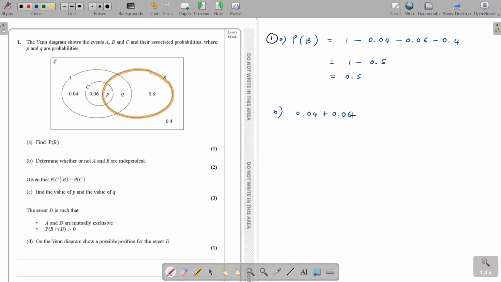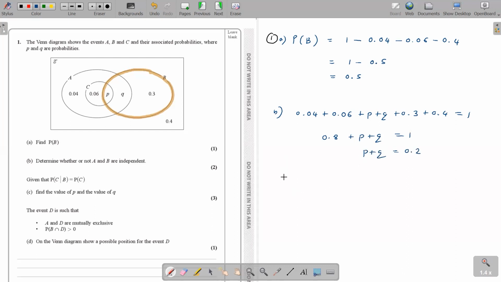0.04 plus 0.06 plus P plus Q plus 0.3 plus 0.4 equals 1, right? Each and every individual probability adds up to 1. Can I know how much is P plus Q? So we add everything. This is 0.1, 0.4, 0.5, 0.6, and 0.8. So all of these are 0.8, right? 0.8 plus P plus Q equals 1, which means P plus Q is 0.2.